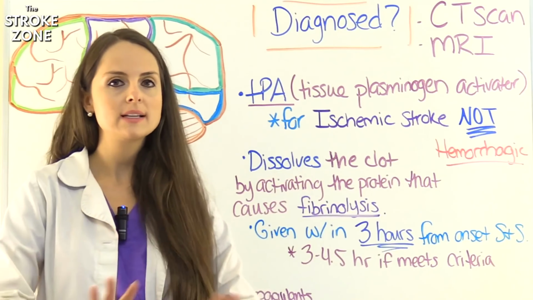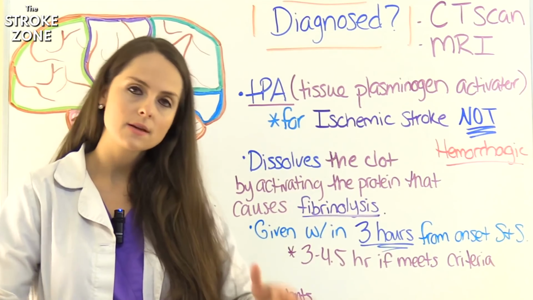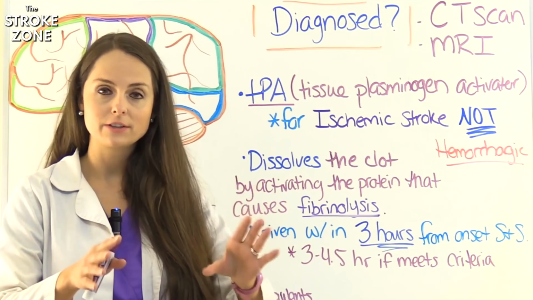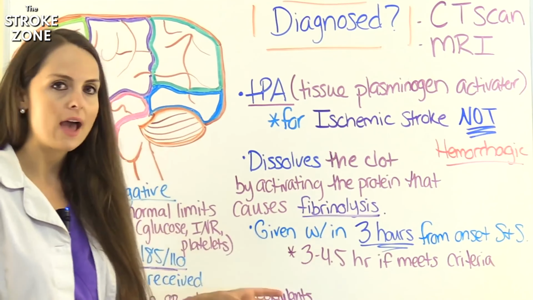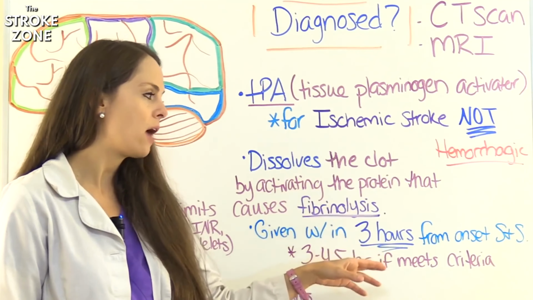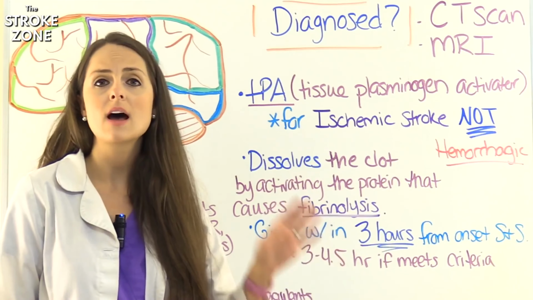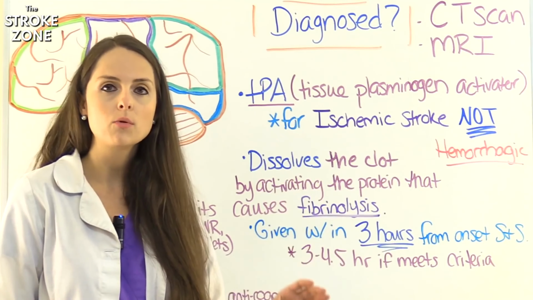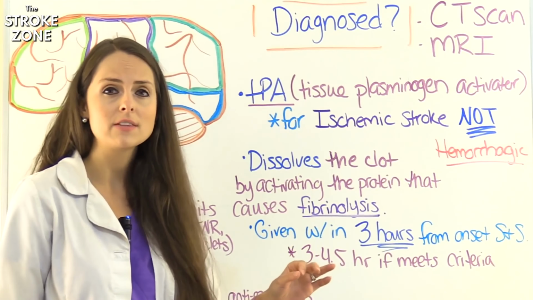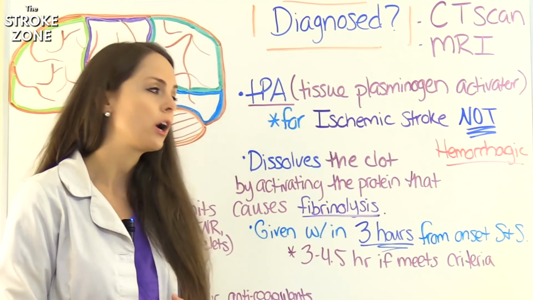So you get the breakdown of that clot, and when that happens, blood's going to go back to that brain tissue that severely needs it. However, there's a catch with this drug. It can only be given within 3 hours from the onset of those signs and symptoms. So it's very important the patient knows, or as a nurse who was there whenever the patient started having those signs and symptoms, what time they occurred.